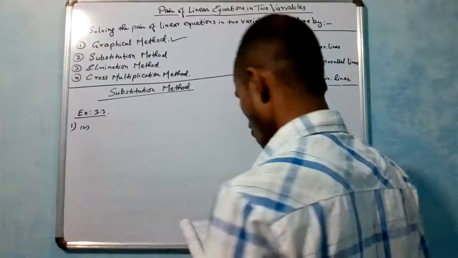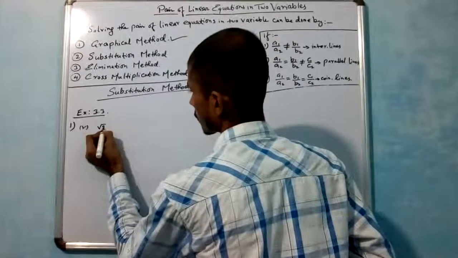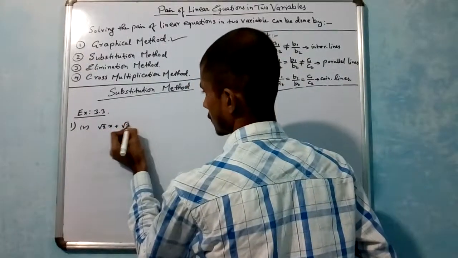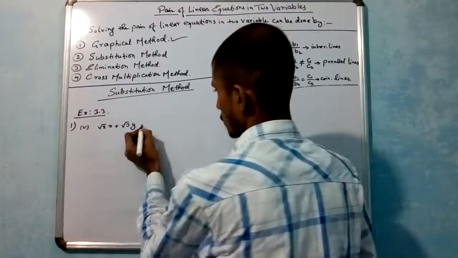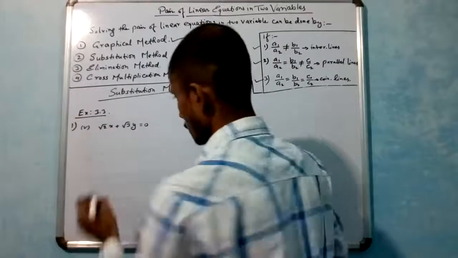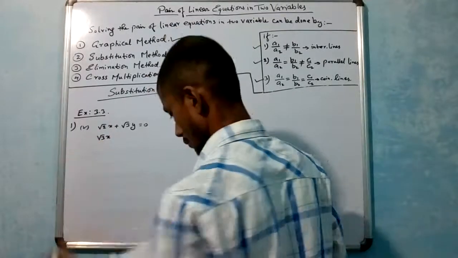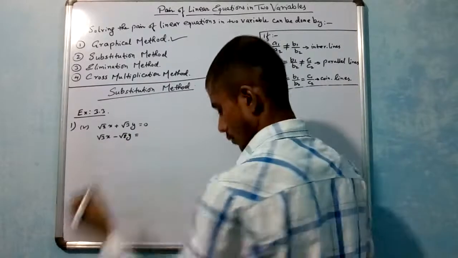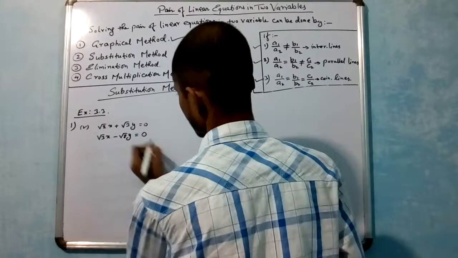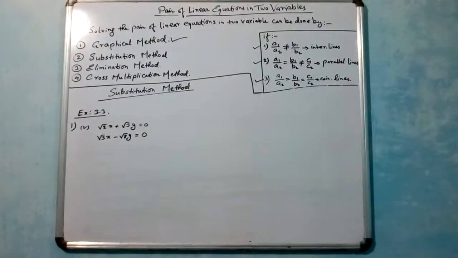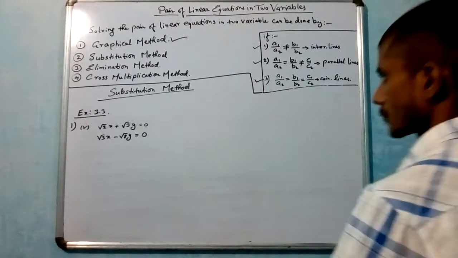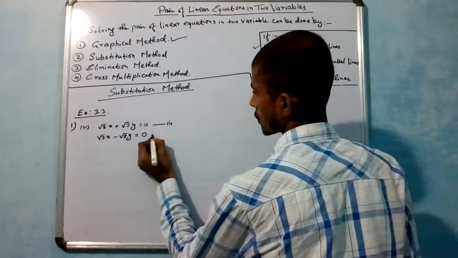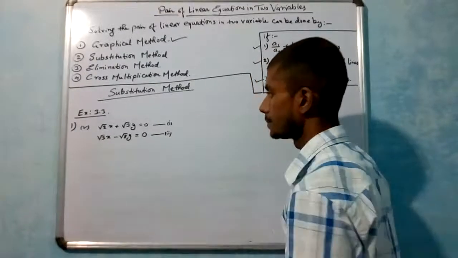So root 2x plus root 3y is equal to 0. Next, root 3x minus root 8y is equal to 0. This is the equation. Equation 1, equation 2. Okay.